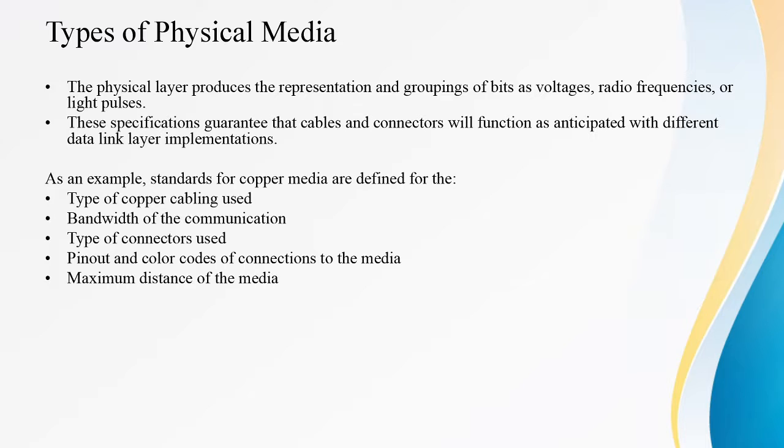Types of physical media. The physical layer produces the representation and groupings of bits as voltage, radio frequencies, or light pulses. This specification guarantees that cables and connectors will function as anticipated with different data link layer implementations. As an example, standards for copper media are defined for the following: type of the copper cabling used, bandwidth of the communication, type of the connectors used, pin out and color codes of connection to the media, maximum distance of the media.